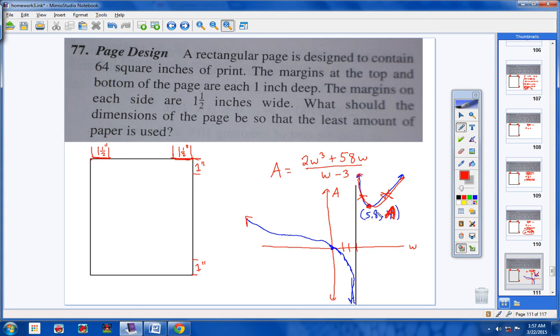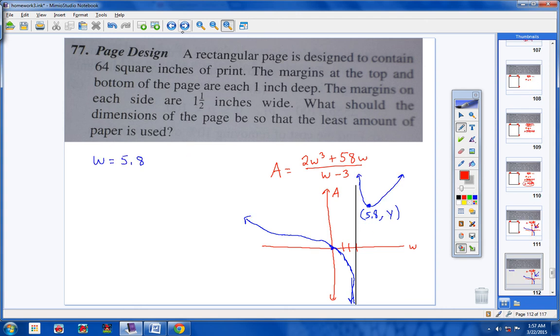So when my width is 5.8, then I know that I have the dimensions of the width, so that the least amount of paper is being used. So let's go back now. So my W is 5.8 now. Let's go back to when we had this formula right here. Remember this right here? This was an equation that we had earlier during this problem. You should have this somewhere in your notes, and it tells you what the length is. So if W is 5.8, pick that up, and everywhere there's a W, put 5.8.